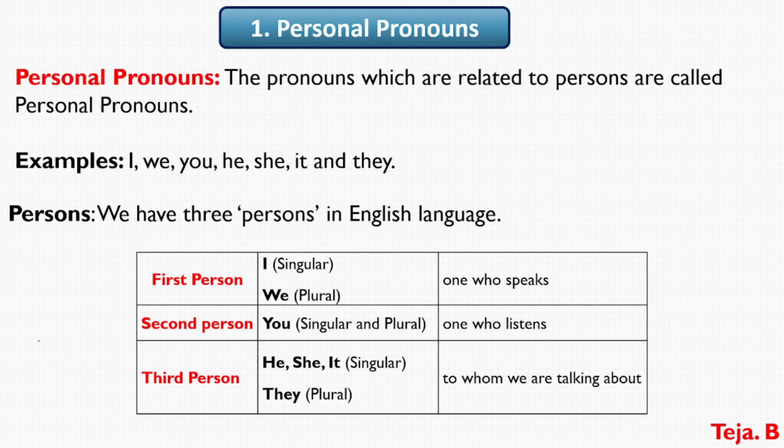And in first person, we have 2 pronouns. I, first person singular; we, first person plural. In the second person, you. You can be singular, you can be plural. For example, when you say you are a boy, you is singular. When you say you are boys, you is plural. And third person: he, she, it, third person singular. They is third person plural.